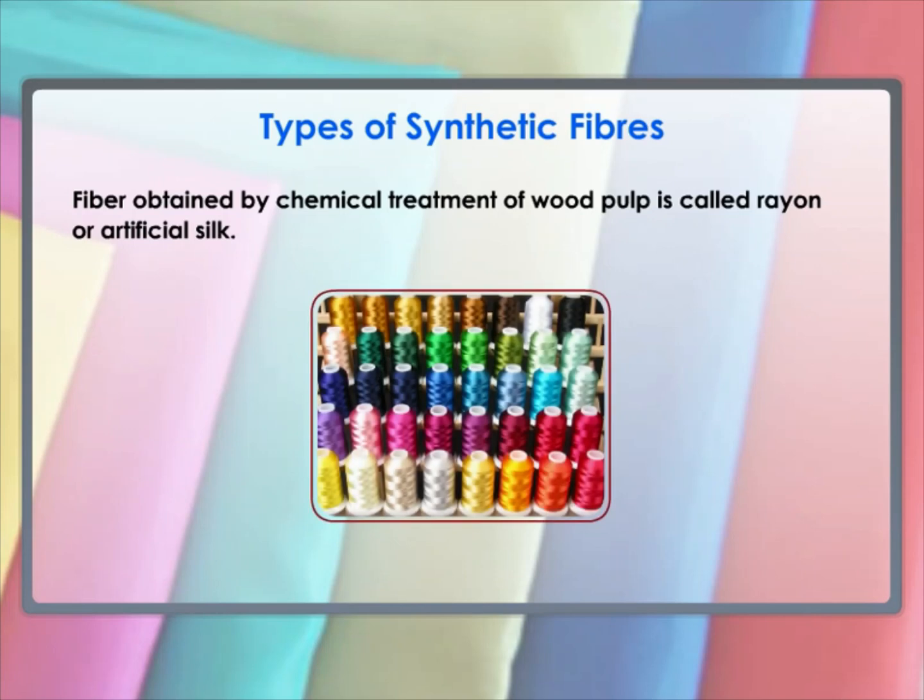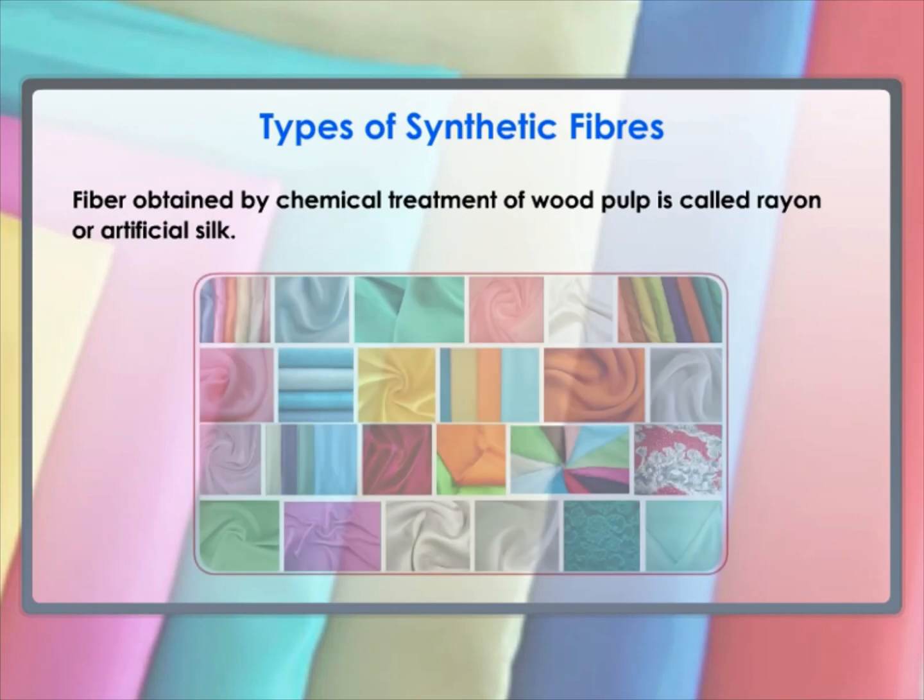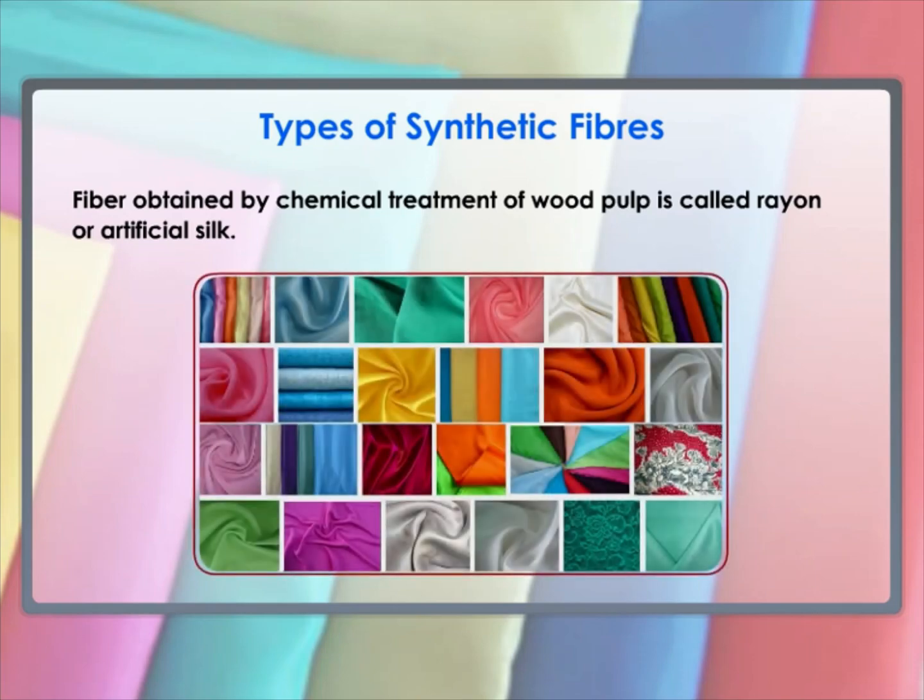Let's discuss the various types of synthetic fibers. Beginning with rayon. Fabric obtained from silk fibers was very costly, but its beautiful texture fascinated everybody. Attempts were made to make silk artificially. Towards the end of the 19th century, scientists were successful in obtaining a fiber having properties similar to that of silk. Such a fiber was obtained by chemical treatment of wood pulp. This fiber was called rayon or artificial silk.